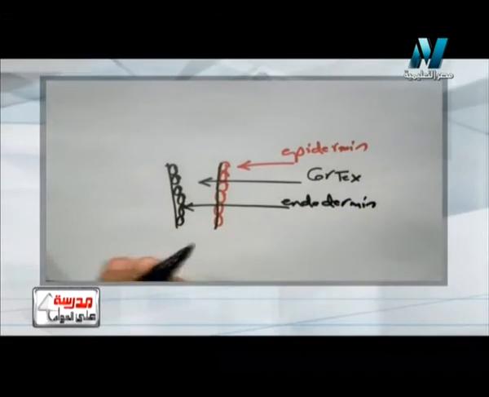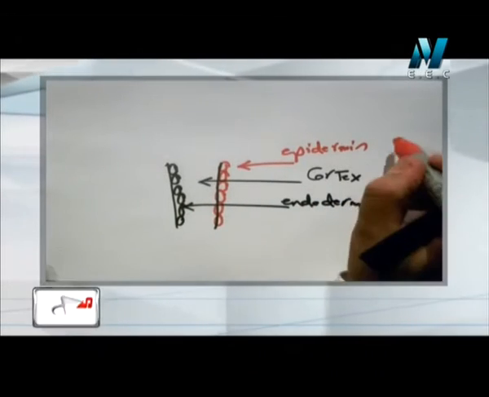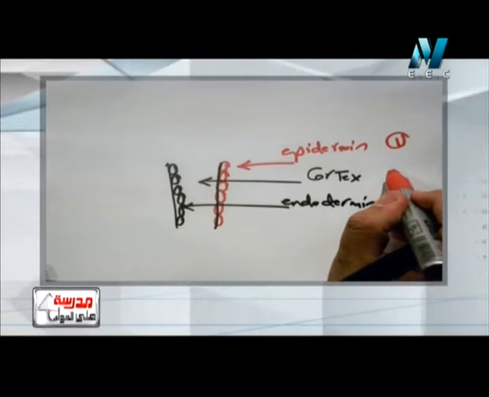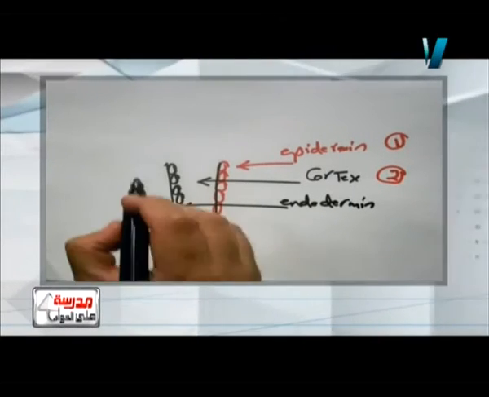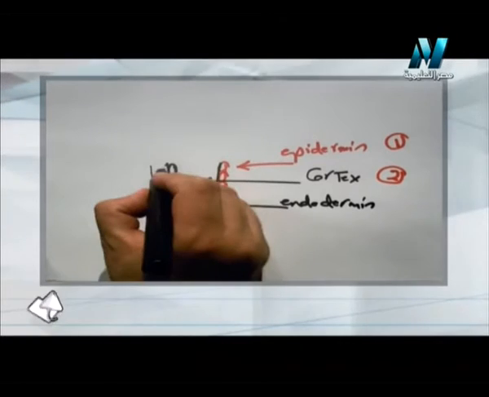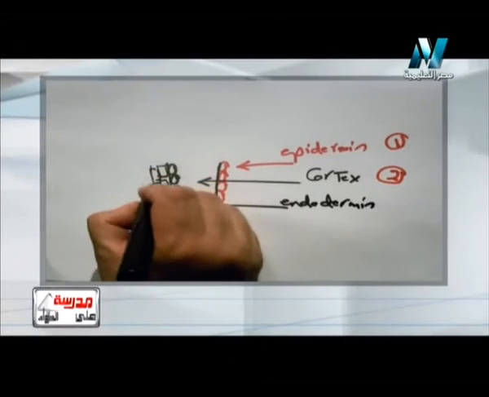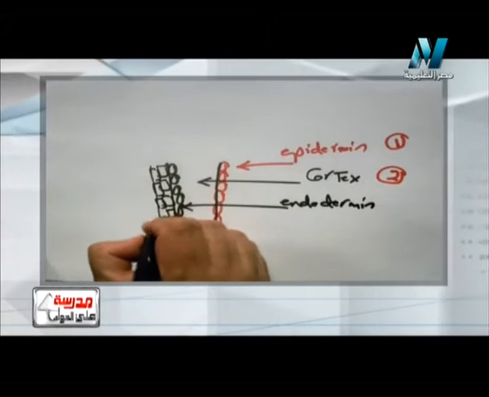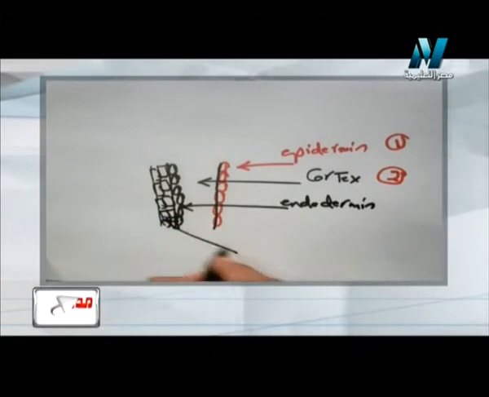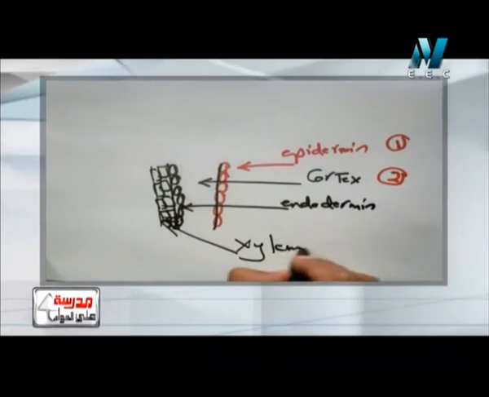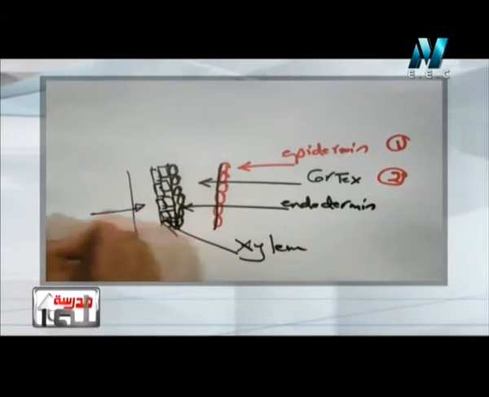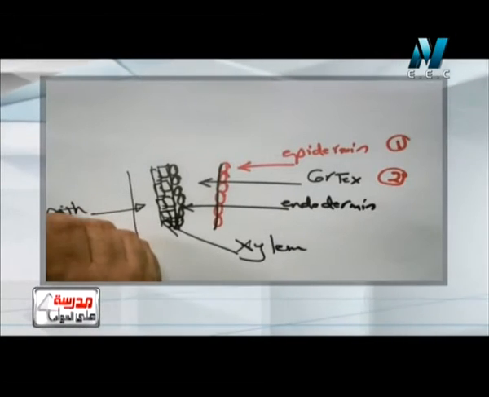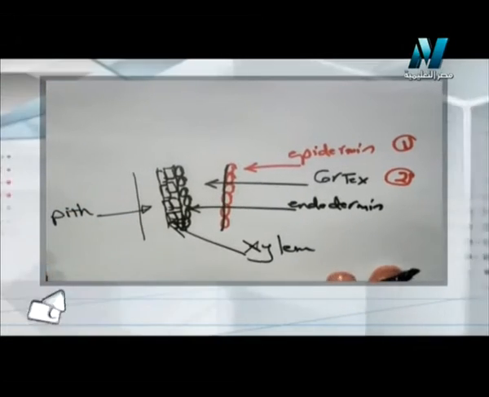So here we said the first layer is called epidermis, number 1. The second layer, cortex, number 2. But endodermis is not a layer. It is part of the second layer that we called endodermis. The third layer, which is like the brick of houses, the bricks they build buildings with, we call xylem. And this layer is very important for absorption of water. The last layer is called the pith, or phloem.